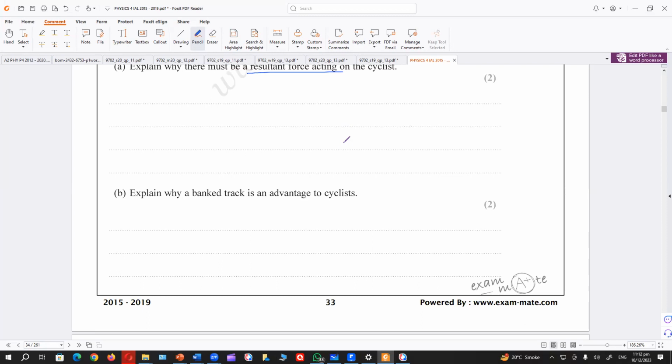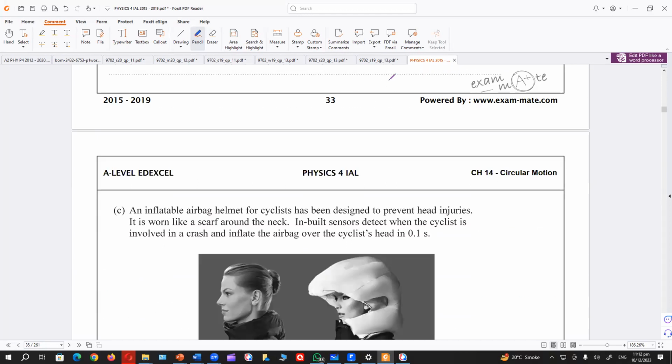Why is a banked track an advantage? You must have seen motorcyclists or bicycle riders lean to get into a circle. When they lean, they get extra turning effect and they can lean towards the center of the circle, and this provides additional centripetal force. In a circular motion, the most important thing is the centripetal force.